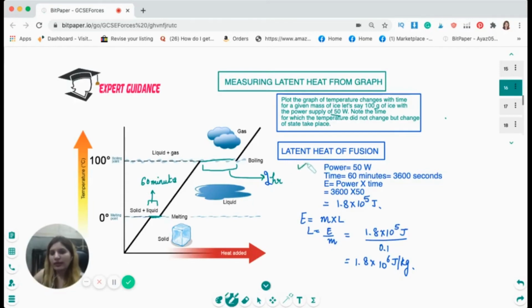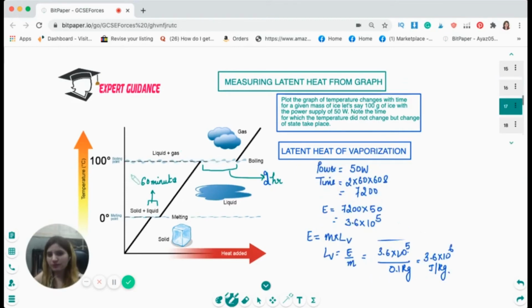Now, how do we work out the latent heat of fusion? Now, we know power is 50 watts. Time is 60 minutes. When we are talking about melting, it takes 60 minutes to melt, which is 3,600 seconds. So energy is 3,600 times 50, which is 1.8 times 10^5 joules of energy that has been transferred in that time. Now, energy is m times the latent heat. The latent heat is energy divided by mass. So 1.8 times 10^5 divided by 0.1 gives 1.8 times 10^6 joules per kilogram as the latent heat of fusion.